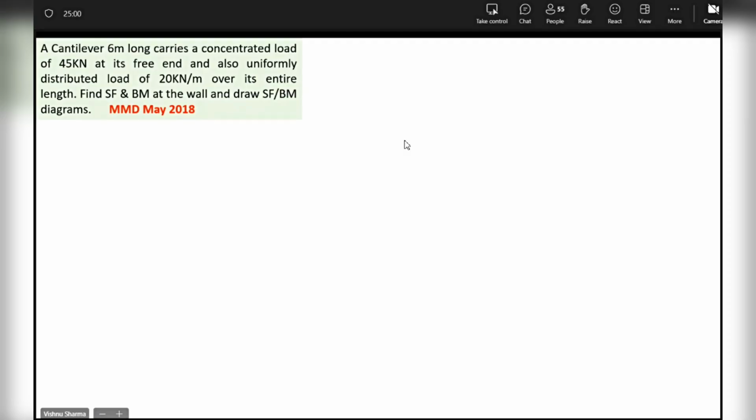Now, first let me do the left hand supported. This is the last of the topic pertaining to beams, guys. So a cantilever carries a concentrated load. That means it's a light beam cantilever, beta. So this is the wall. I'm making it left hand supported. And here is my beam. It's 6 meters long.